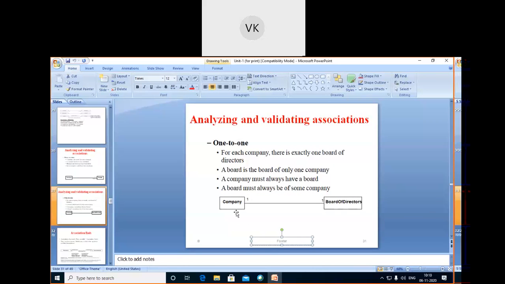For example, you can take our college. College is one class, principal is one class, so there is a one to one relationship. A college has only one principal, and a principal belongs to only one college. For a college, only one principal will be there, and that principal belongs to only one college. That is a one to one relationship.